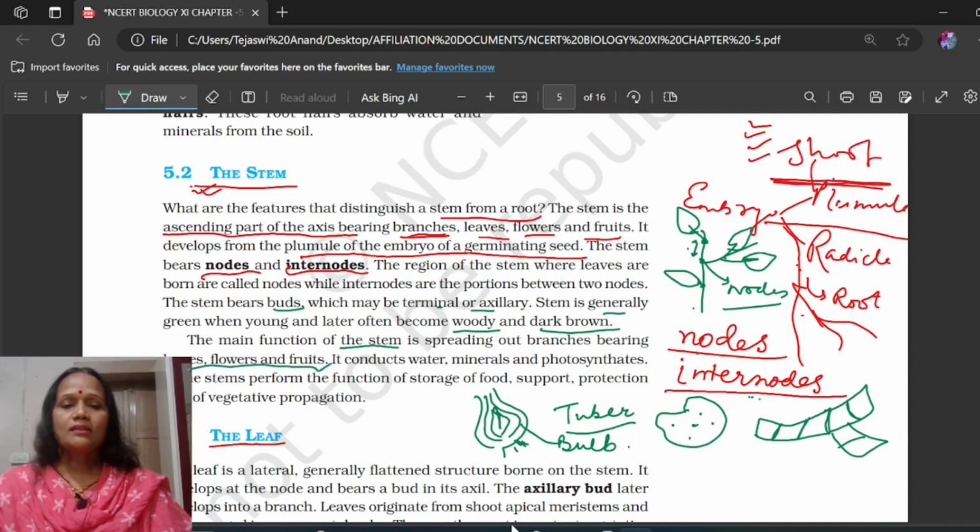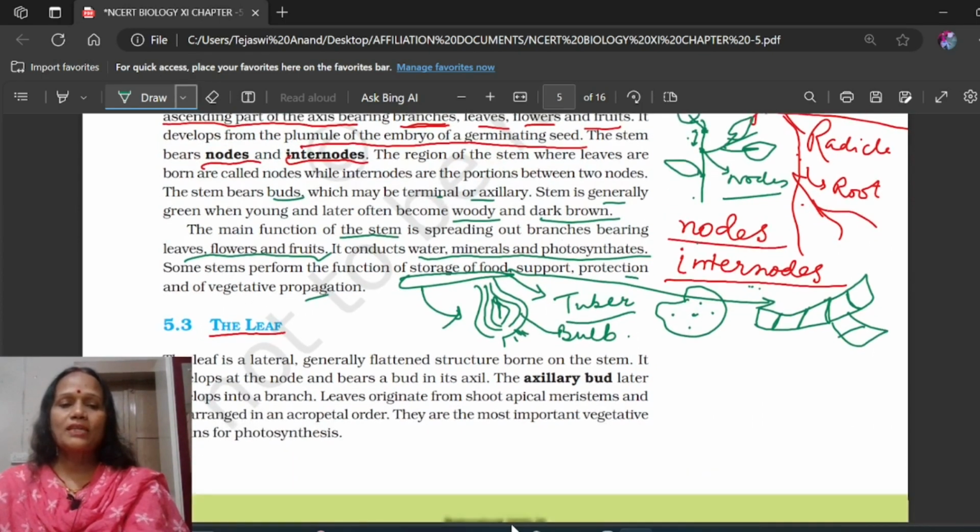What is the function? It conducts water, minerals and photosynthesis. Some stems perform the function of storage of food. This is very important. Storage of food. We can see in onion. We can see in tuber. We can see in ginger. Protection and vegetative propagation.